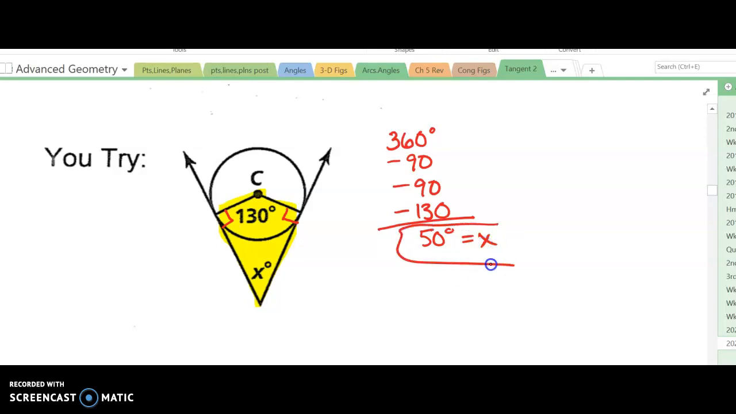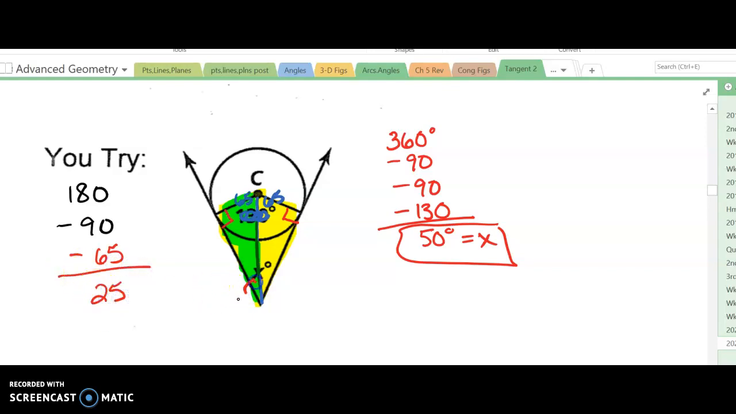Now, again, that's not the only way. You could have divided this up. If you're going to do that, you would split the 130 into 65 and 65, in which case you would do 180 minus the 90 over here in this green triangle minus the 65. That would have left you with 25 for half of x, and then you would have had to know that this side was also 25. This angle is bisected, in which case x, the whole thing, would be 50 degrees.